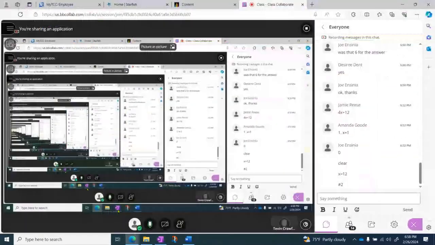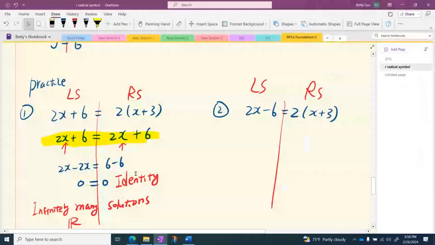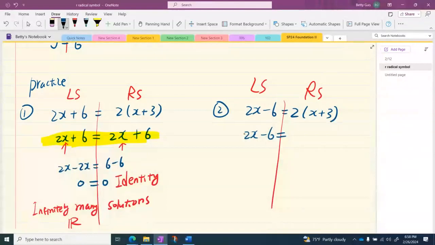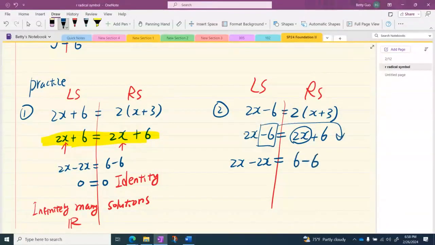Actually, let's see what we have, okay? So we have 2x minus 6 on the left side. On the right side, let's distribute. Twice x, 2x. Twice 3, positive 6. And then we are going to collect like terms. I'm going to move this 2x over. I have 2x minus 2x. And then I'm going to move this negative 6 over. And I have 6 minus 6. You see what happened? Plus 6, my bad. Plus 6.